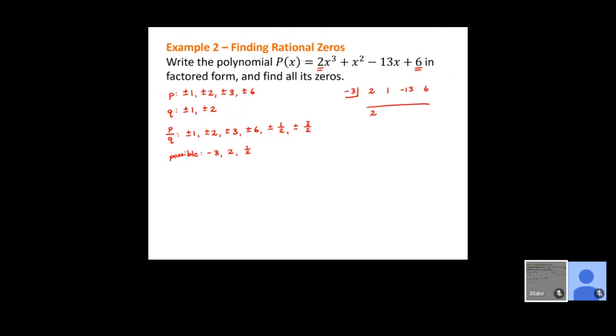Now we multiply. 2 times -3 is -6. Now we're adding. 1 plus -6 is -5. -5 times -3 is 15. -13 plus 15 gives us 2. 2 times -3 is -6. And when I add those together, I do indeed get a remainder of 0. So this one checks out. Okay, so now in terms of listing out my zeros, I know that -3 is one of those zeros.